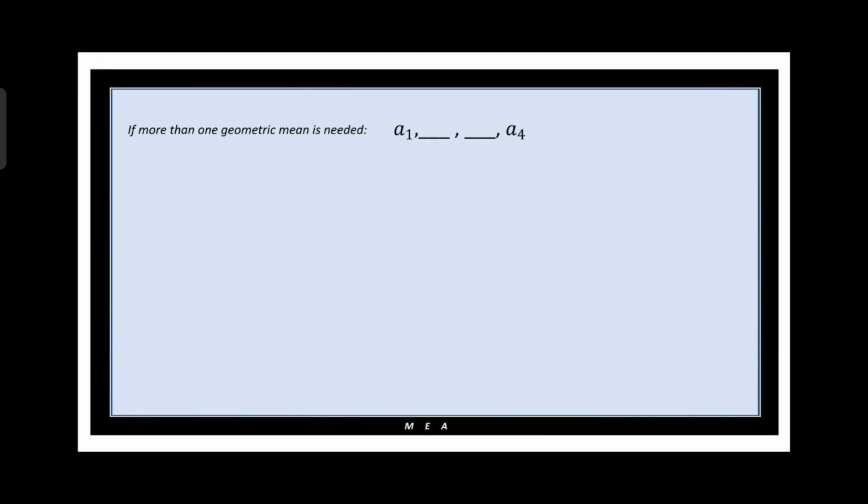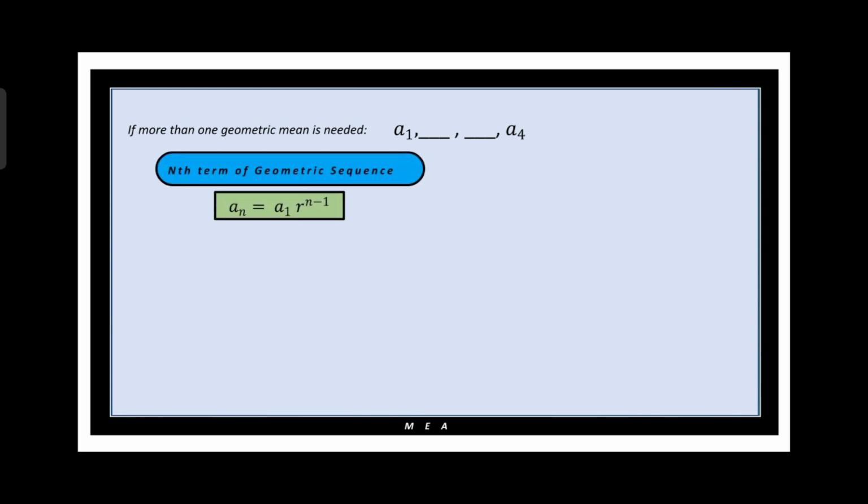What if more than one geometric mean is needed? As you can see sa ating geometric sequence on your screen: a sub 1, blank, blank, and then a sub 4. So, ang ating extremes dito are a sub 1 and a sub 4, while yung mga geometric means are a sub 2 and a sub 3. So, para makuha natin yung a sub 2 and a sub 3, kailangan natin makaderive ng isang formula for the common ratio.